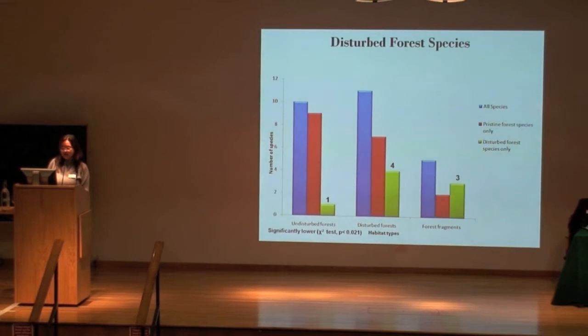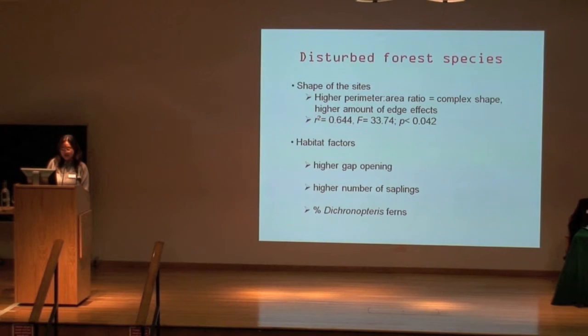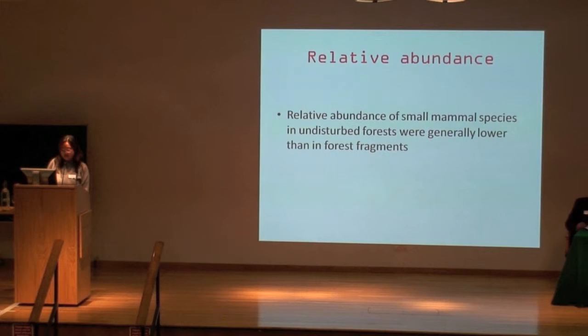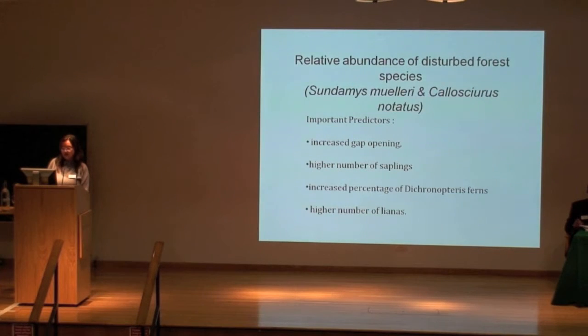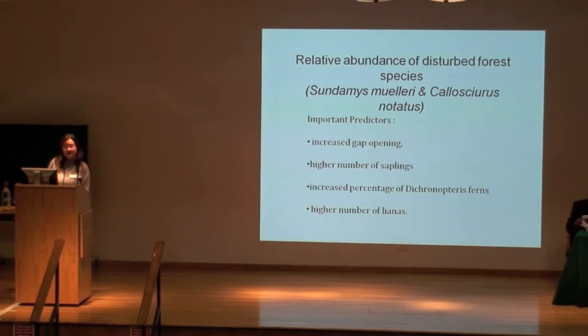If we are talking about disturbed forest species, these are affected by the shape of the site. A more complex shape usually has more disturbed forest species and also other habitat factors. The relative abundance of small mammal species in undisturbed forests, as we said just now, was generally lower than in forest fragments. To have more pristine forest species, the important predictors are closed canopy cover, higher number of small and large trees, number of burrows and tree holes. To have a high number of disturbed forest species, you need conditions such as increased gap opening, higher number of saplings, increased percentage of ferns, and higher number of lianas.